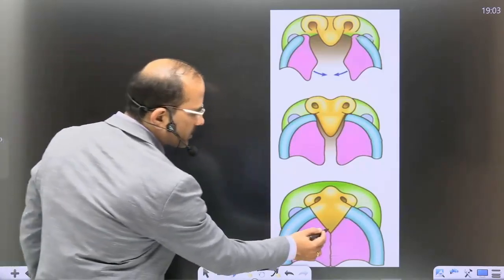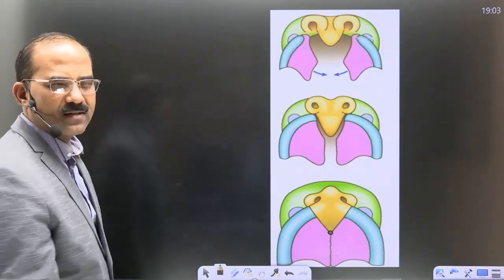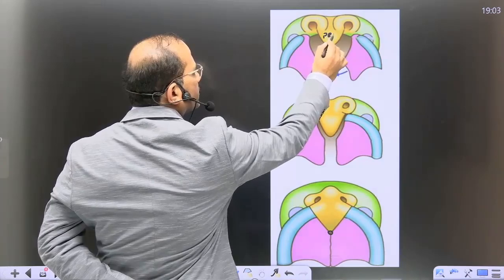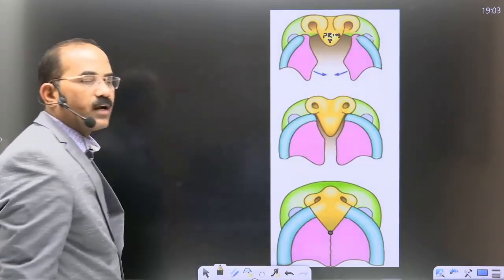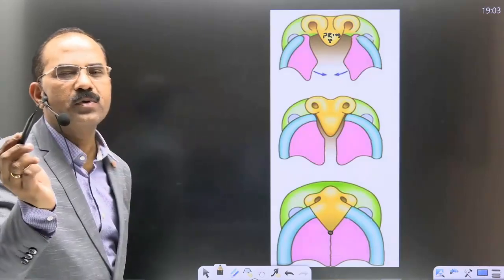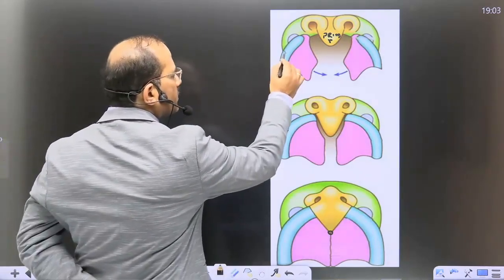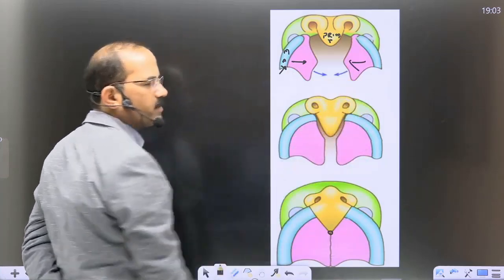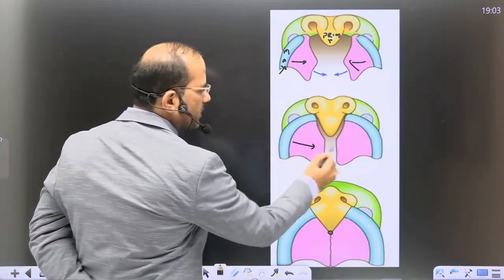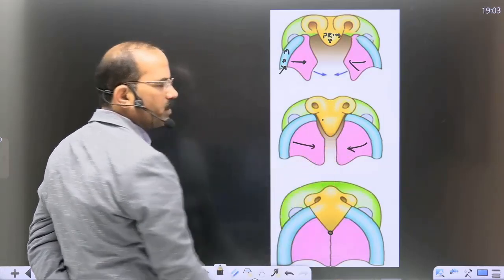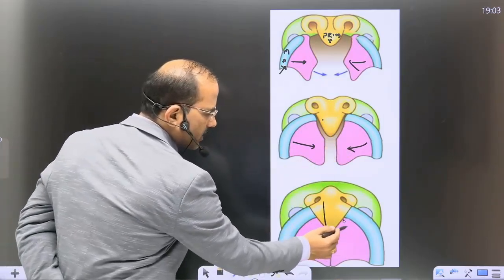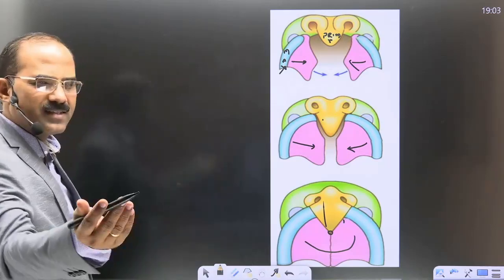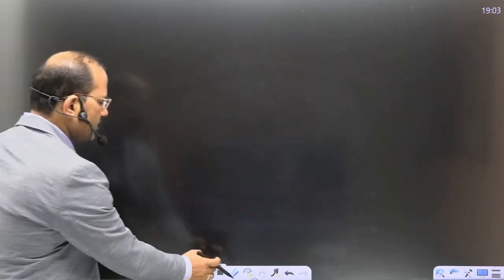So here it will be the incisive foramen. Look at this slide once again. So what is this? This is the primary palate, which is derived from the fusion of two medial nasal processes. And what is this bone? This is the maxilla. And what is this process? Palatine process of maxilla. These two palatine processes will come closer and fuse with the primary palate, and this is how we get the secondary palate. That's how the secondary palate is formed. Clear? Simple, easier. So understand the development of hard palate.